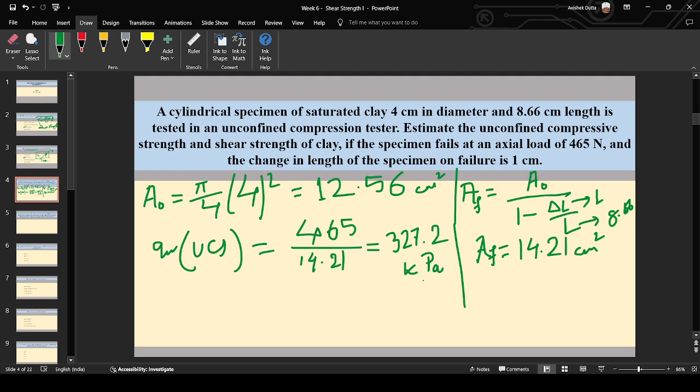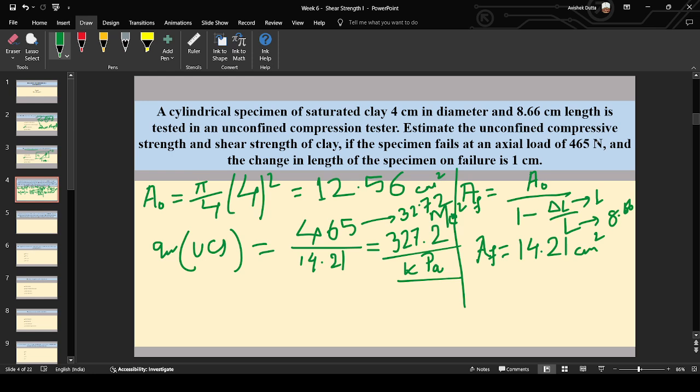Keep in mind, at first you'll get the answer in Newton per centimeter square. So in that you'll get the value of 32.72 in Newton per cm square. Convert this into kilopascal, a standard unit. You'll get 327.2. Now this 327.2 is the unconfined compressive strength.